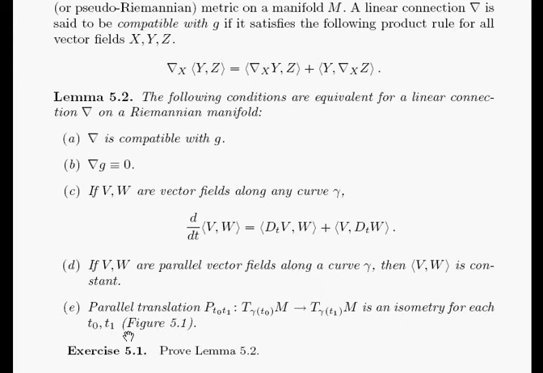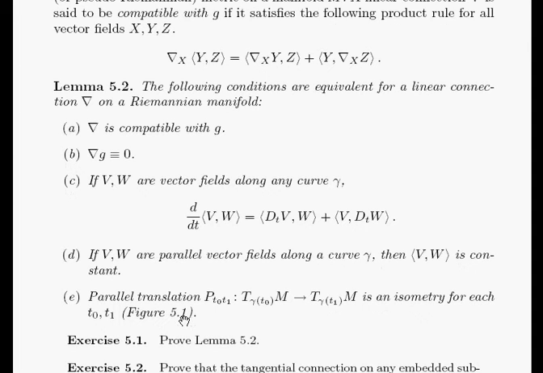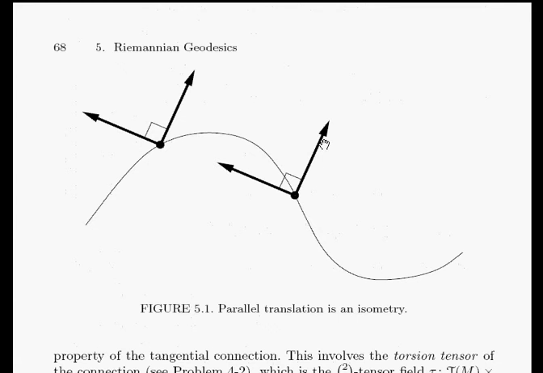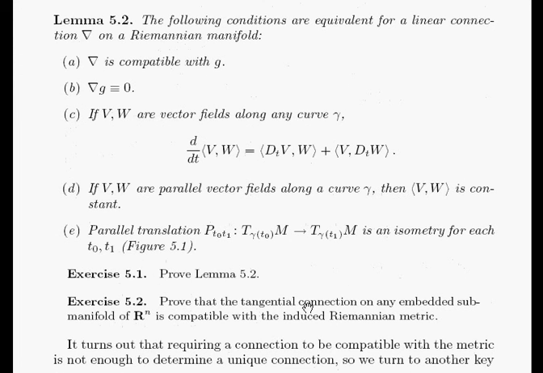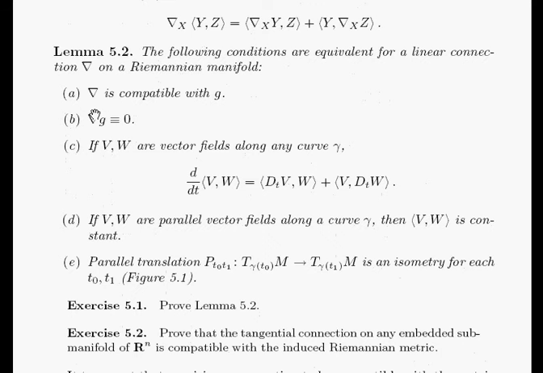If V and W are parallel vector fields along a curve gamma, then the inner product of V and W is constant. Its derivative or gradient is null. Parallel translation from T_gamma(t0)M to T_gamma(t1)M is an isometry for each t0, t1 in an interval. Here is the figure. When you do the parallel translation, you do an isometry whenever nabla is compatible with the metric. We will do only A to B, B to A.